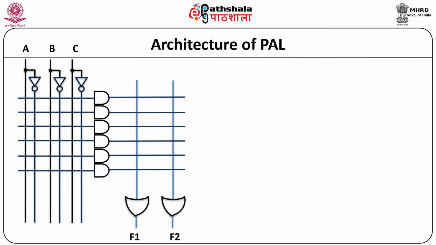Let us understand the internal architecture of PAL. The first part of PAL contains the input variables. Each variable is connected to a vertical line and a line with a NOT gate. This arrangement provides uncomplemented and complemented inputs. To generate the product terms of the Boolean expression, an array of AND gates is used.